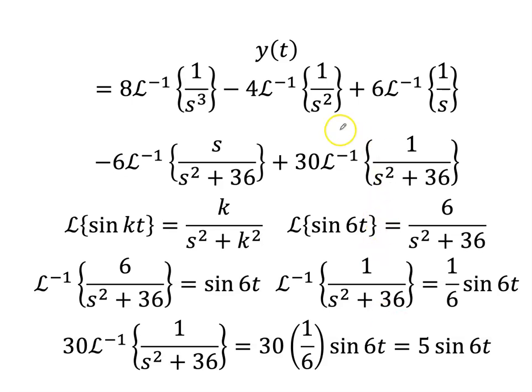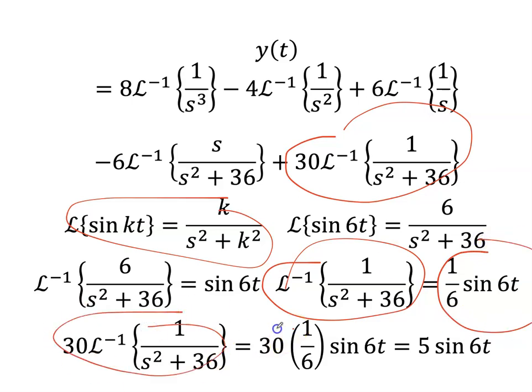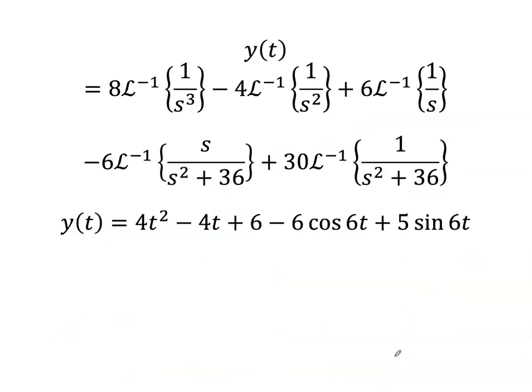Ooh, how about this one? Okay, 30 times the inverse Laplace transform of 1 over s squared plus 36. Again, k equals 6. Plug that into this formula, and we end up with the Laplace transform of sine 6t equals 6 over s squared plus 36. So the inverse Laplace transform of 6 over s squared plus 36 is going to be sine 6t. Divide both sides by 6, and the inverse Laplace transform of 1 over s squared plus 36 is 1/6 sine 6t. Multiply both sides by 30, and we end up with 30 times 1/6 sine 6t. In other words, 5 sine 6t.